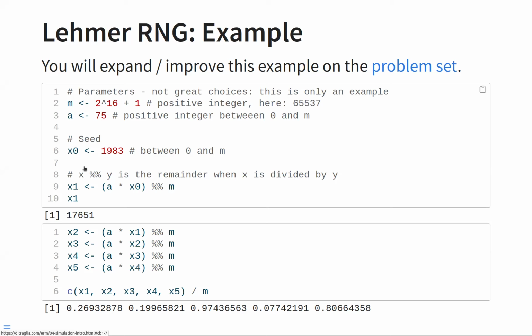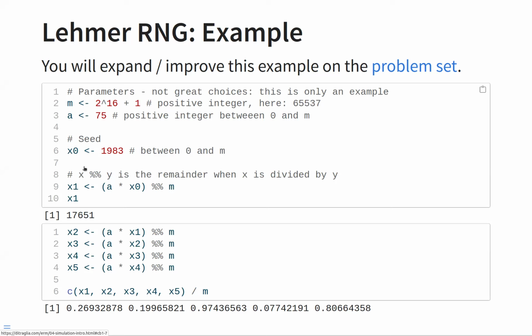So I'll set x1 in line 9 of the first code block equal to a times x0 %% m. So x1 is the remainder when a times x0 is divided by m. Let's take a look at the value of x1. Okay, it's 17,651. Now we're going to continue the process, setting x2 to be a times x1 mod m, x3 to be a times x2 mod m, and so on.